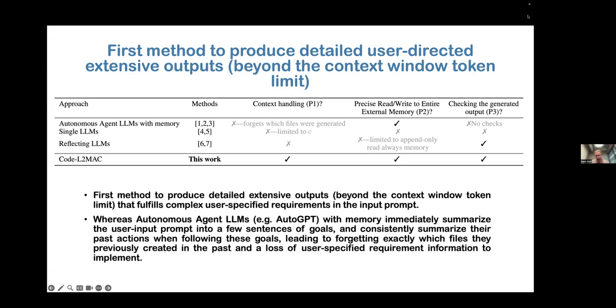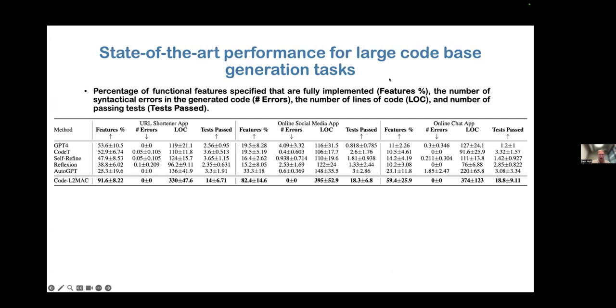And yeah, so AutoGPT, such as autonomous agent LLMs with memory, immediately summarize the user input into a few sentences or goals and consistently summarize their past actions when following these goals. And this is how they get around the context window limit, leading to forgetting exactly which files they previously created and a loss of user-specified required information to implement. Now, we'll go into this in a bit, exactly what happens.